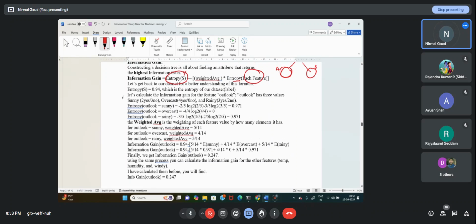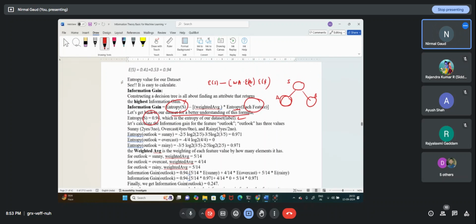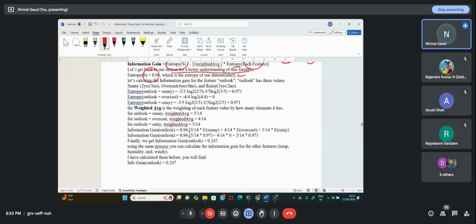Now listen carefully. Let's get back to our data set for a better understanding of this formula. Once you understand it here, it will be easier for you in decision tree. Let us suppose the source entropy is 0.94, which is the entropy of our data. This root node S has entropy 0.94. And I need to calculate the information gain, and let us suppose that feature is outlook.